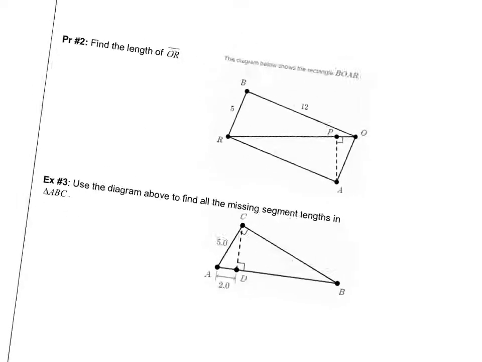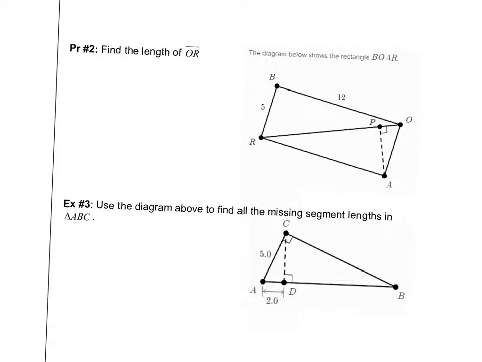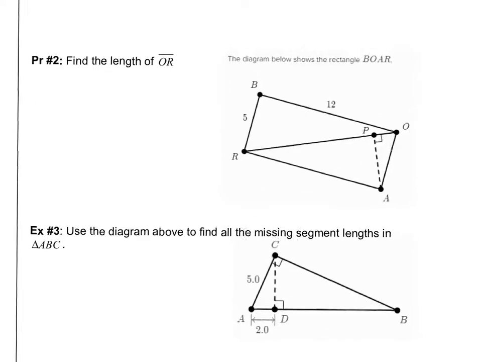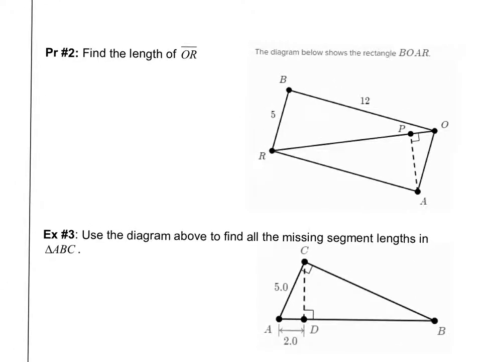So now we're going to use that to solve some of these problems. This one says, find the length of OR. It's actually much simpler than you think. They do give us some details here. One of the key things that they tell us is the diagram below shows the rectangle BOAR.